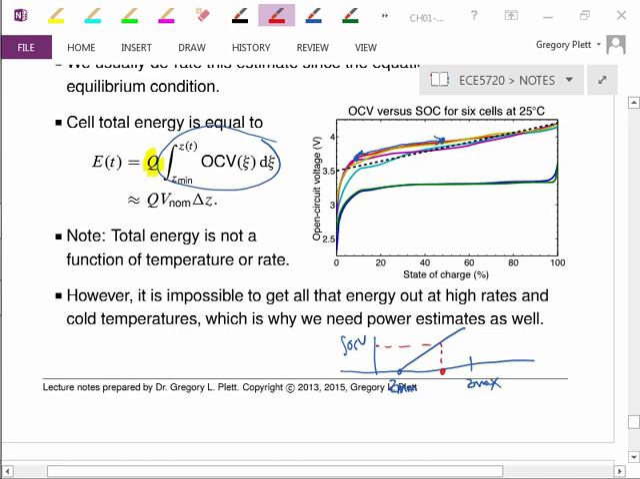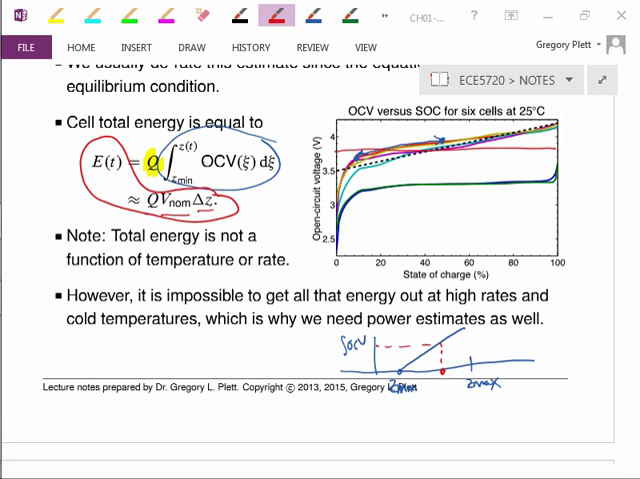There's my energy. Or if you want to cheat a little bit, you could say the nominal voltage of this cell is somewhere in between, so it's approximately Q times V nom times whatever state of charge range you're using. You're just assuming that the voltage is constant. That's not quite as accurate, but this is what's commonly used if people are referring to the energy capacity of a lithium-ion cell. They would just take the nominal capacity, the nominal voltage, and the range of SOC that's used.